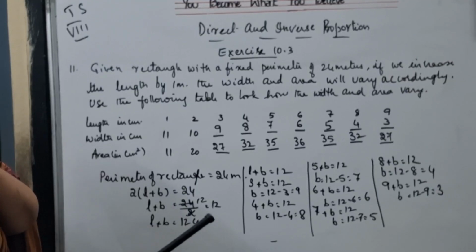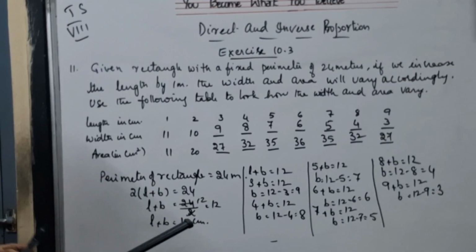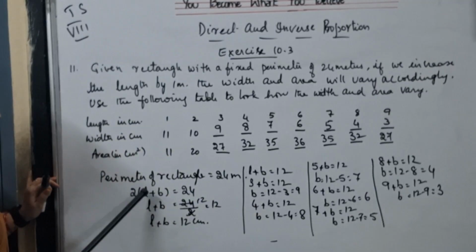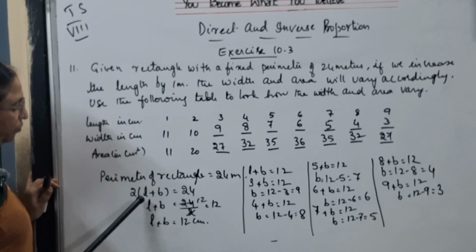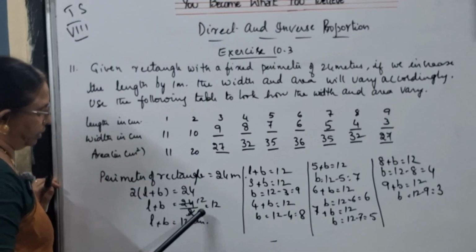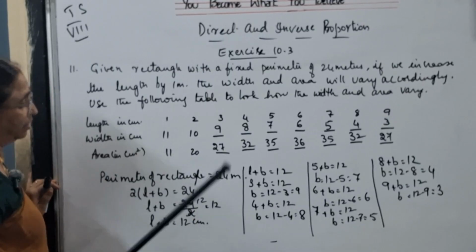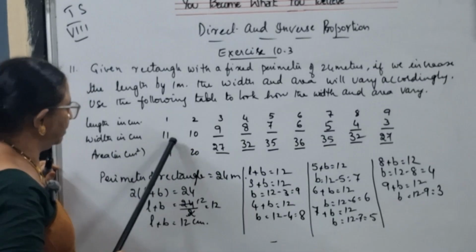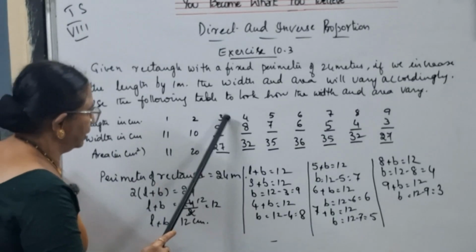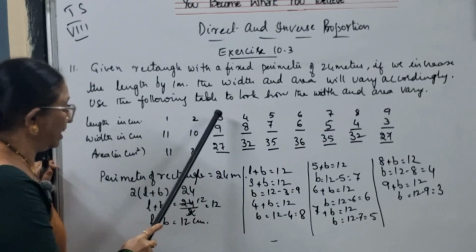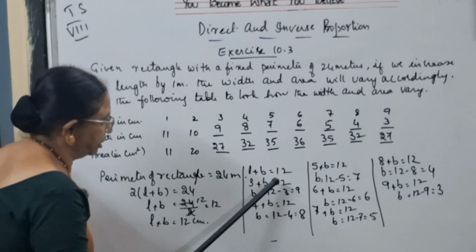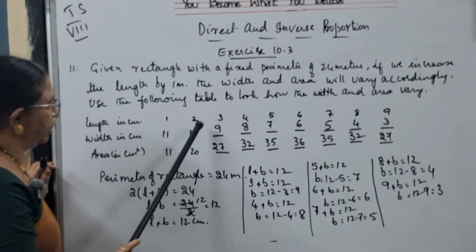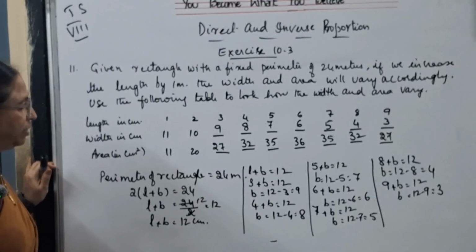So what is the problem? The problem says that the perimeter is fixed, 24. The perimeter of the rectangle formula is 2 into (L plus B) is 24. So what is L plus B? I have sent the 2 to the other side. L plus B I got as 12 centimeters. So if L plus B is 12, these two they have already done. With 3 centimeters, I have to take the length as 3. 3 plus B is 12. B is 12 minus 3, that is 9.